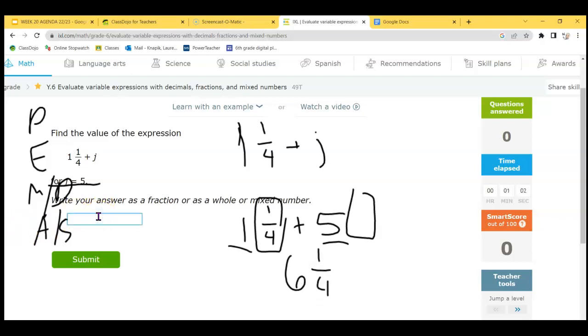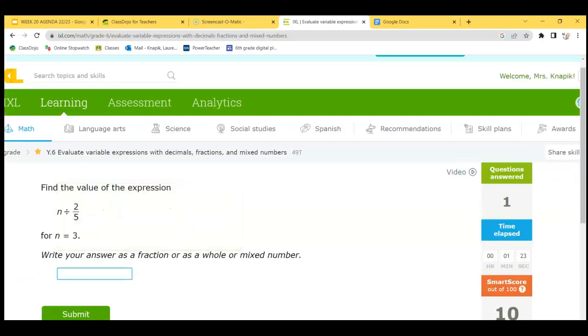When you write this, you're going to keep it as a fraction or as a whole number or a mixed number. That means you cannot do a calculator, because if you write in a decimal when it says a fraction, you're going to get it incorrect. And when you write the fractions and a whole number, you write your whole number, space, and your fraction. Okay? So Y.4, SMART score of 80, Y.5, SMART score of 80, Y.6, SMART score of 50. Good luck.